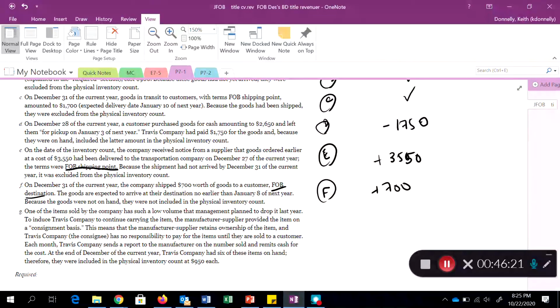In Travis Scott Company, the consignee has no responsibility to pay for the items until they are sold to a customer. Each month, Travis Scott Company sends a report to the manufacturer on the number sold and remits cash for the costs. At the end of December of the current year, Travis Scott Company had 6 of these items on hand. Therefore, they were included in the physical inventory count at $950 each. That's a mouthful. So the bottom line here is we had at the end of the year 6 that cost $950. So that's $5,700 that we had on there.